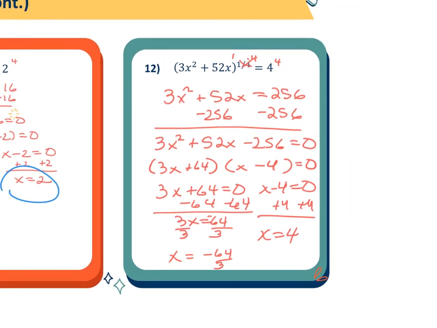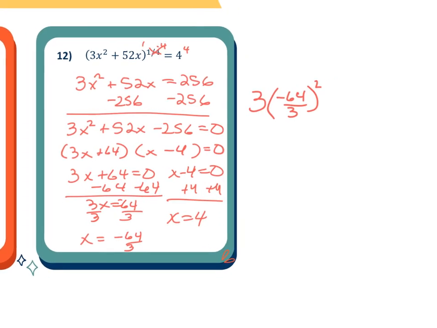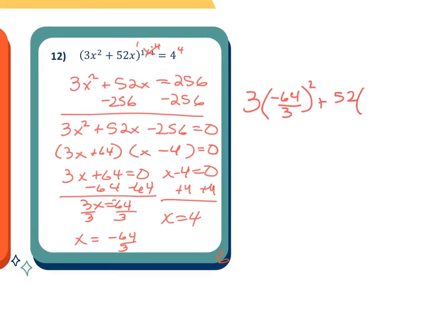I now need to check this. So 3 times negative 64 divided by 3, squared, plus 52 times negative 64 over 3, equals 4. So let's go ahead and square that 64 over 3. So when I square it, let's see what we get. 64 times 64 gives me 4,096. These 3's will, well, no, let's not cancel it yet. Let's do 3, and then this becomes 4,096 over 9.